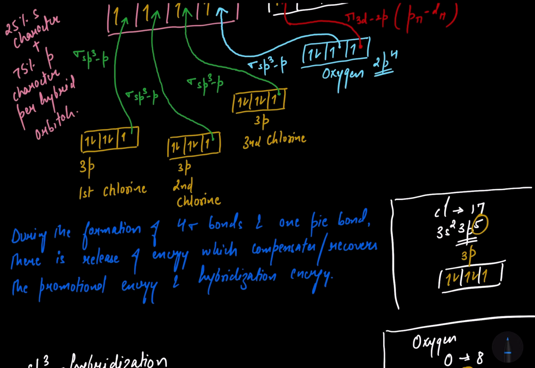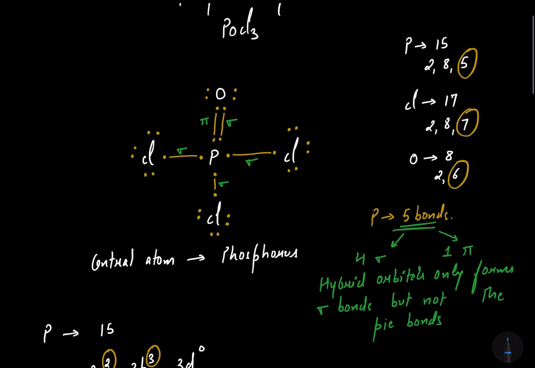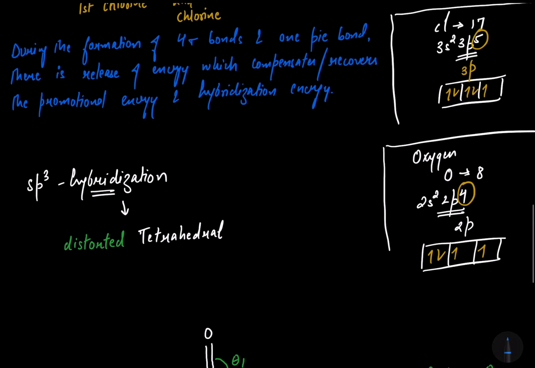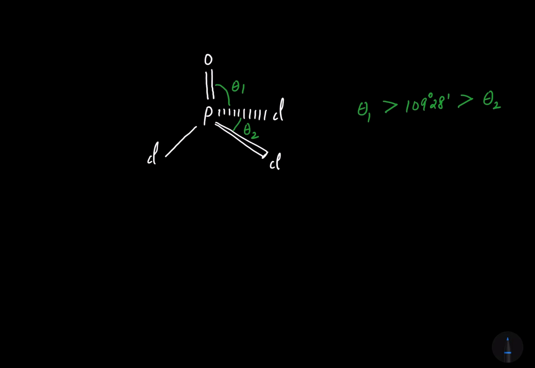I'm repeating it again: the two endothermic processes, the two steps where energy is consumed, are the promotional energy and the hybridization energy, which get compensated during the formation of 4 new sigma bonds and 1 new pi bond. That's why the formation of POCl3 is practically possible or feasible. So that's all about the hybridization of phosphorus in phosphorus oxychloride. In the structure, we got 4 sigma bonds and 1 pi bond.